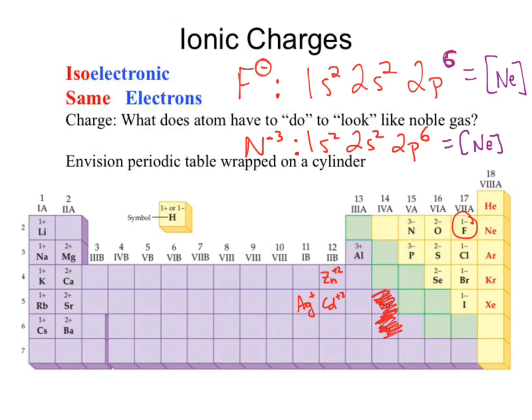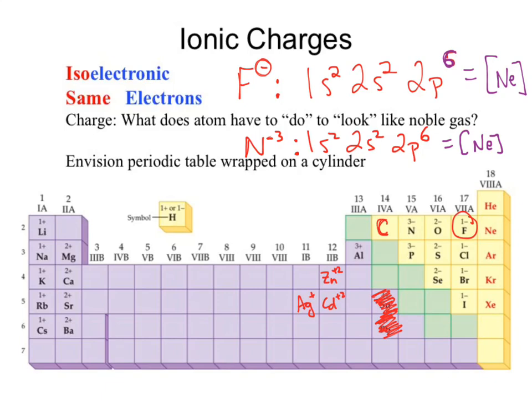When we move to nitrogen, nitrogen's got the option of looking like neon or like helium. Okay, to look like helium, what would nitrogen have to do? Get rid of 5 electrons, or to look like neon, gain 3, which is easier. Gaining 3.